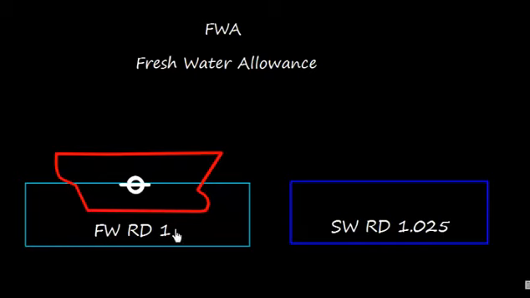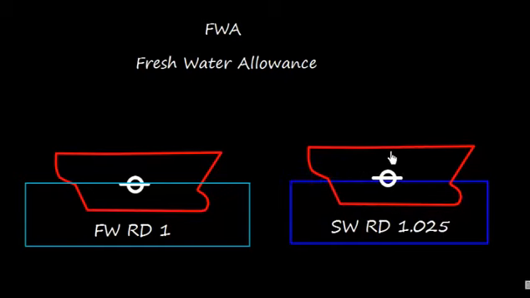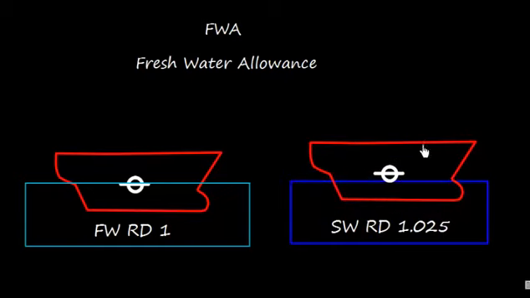Now we know that the salt water is much heavier, or much denser, than fresh water. So what happens if the vessel goes from fresh water to salt water? Well, the salt water is heavier or denser. It will support the vessel and the vessel will rise. So here the vessel will rise, or simply the draft will decrease.